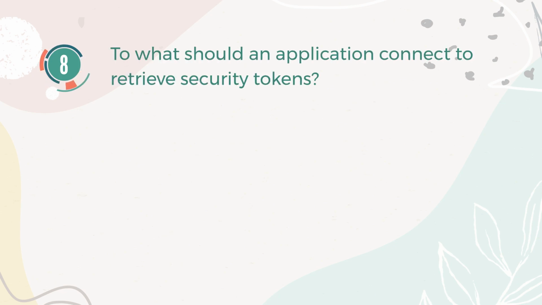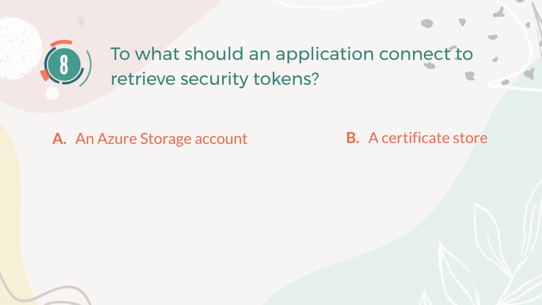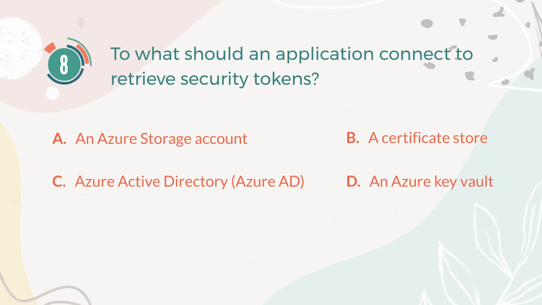Number 8. To what should an application connect to retrieve security tokens? A. An Azure storage account. B. A certificate store. C. Azure Active Directory. D. An Azure Key Vault. The correct answer is C. Azure Active Directory.